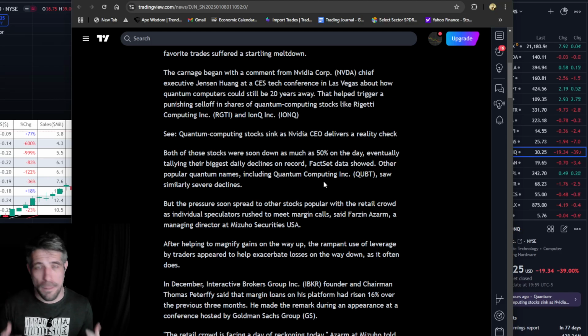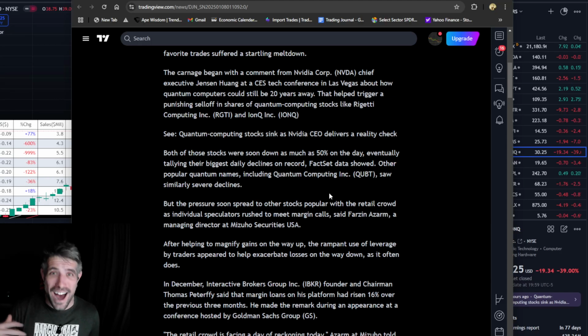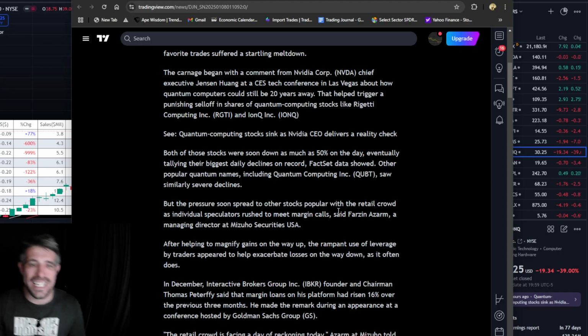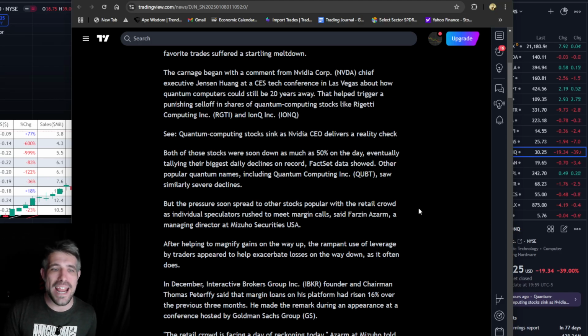And I've said this many, many times before. You guys are going to hear me say it over and over again until it gets through your head: I make sure I'm not taking gambling trades, right? So, quantum computing stock sinks as NVIDIA CEO delivers a reality check.